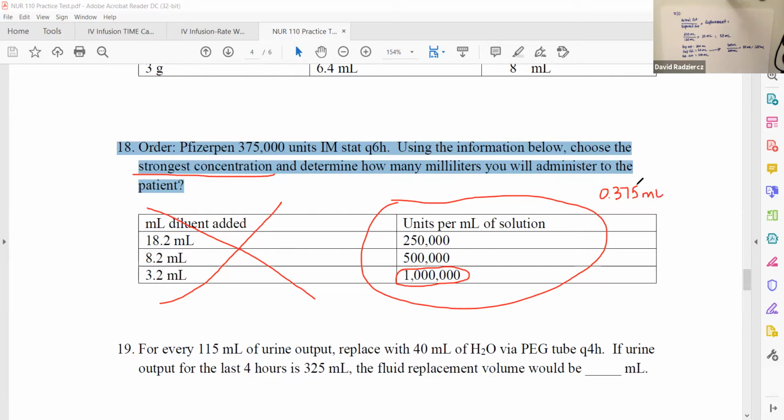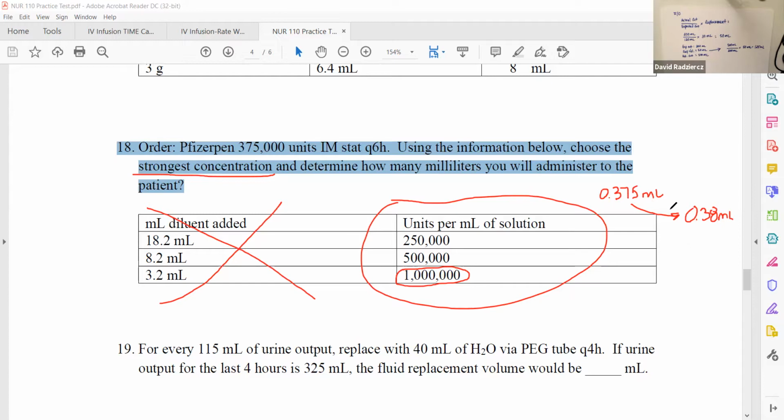And then sometimes, depending on what your program suggests as far as rounding is concerned, and also dependent on what type of syringe you have available, but for the classes that I typically work with, we're going to go ahead and round that to 0.38 milliliters. But if you had a syringe that measured down to the thousandths place, then you'd be fine with giving and administering 0.375 milliliters.